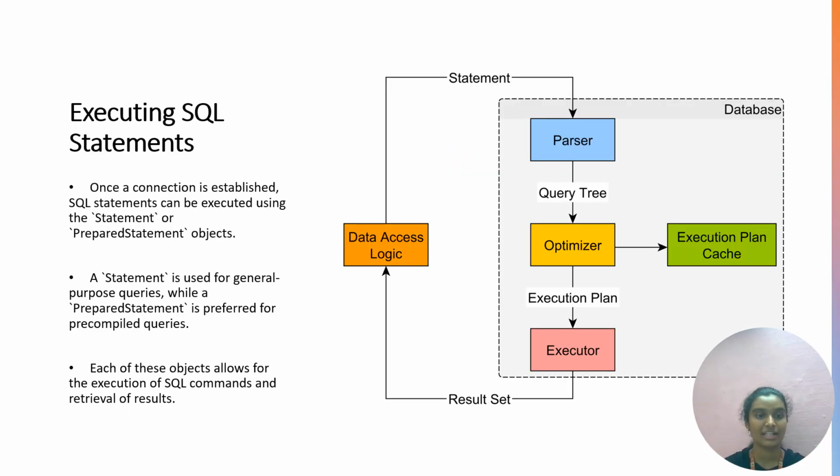Executing the SQL statements. There are many types of statements in SQL for retrieving information. Once a connection is established, the SQL statements can be executed using the Statement or PreparedStatement objects. A Statement is used for general purpose queries, while a PreparedStatement is preferred for pre-compiled queries. Each of these objects allows the execution of SQL commands and retrieval of results.